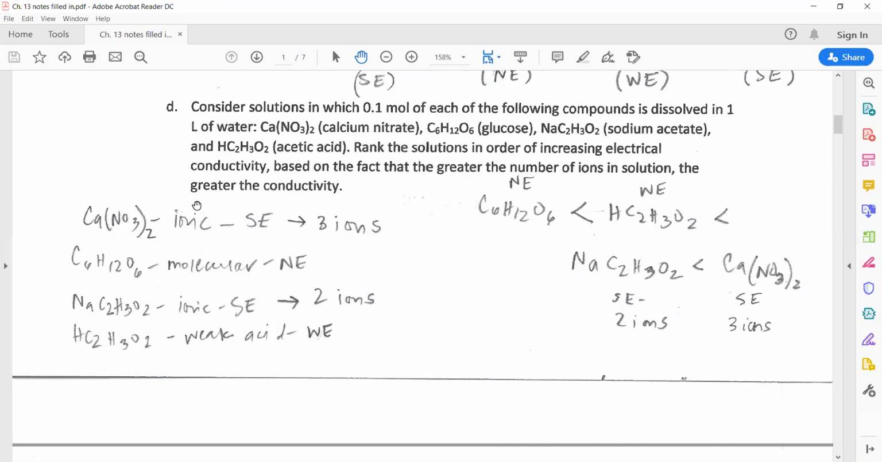So what I did further here was figure out how many ions would be produced. So calcium nitrate, if he 100% breaks up, you get 1 calcium and you get 2 nitrates, which means for each of these compounds, you get 3 ions produced. Whereas for sodium acetate, you get 1 sodium and 1 acetate, which only gives you 2 ions. So that means calcium nitrate will actually be a better conductor than sodium acetate because he has more ions present.